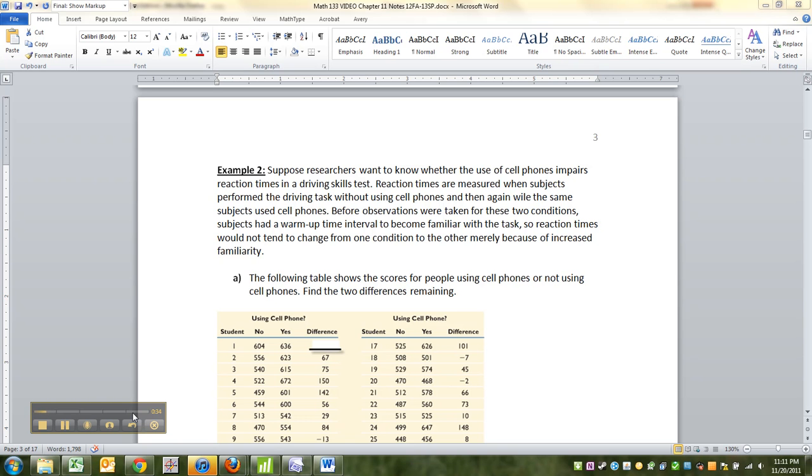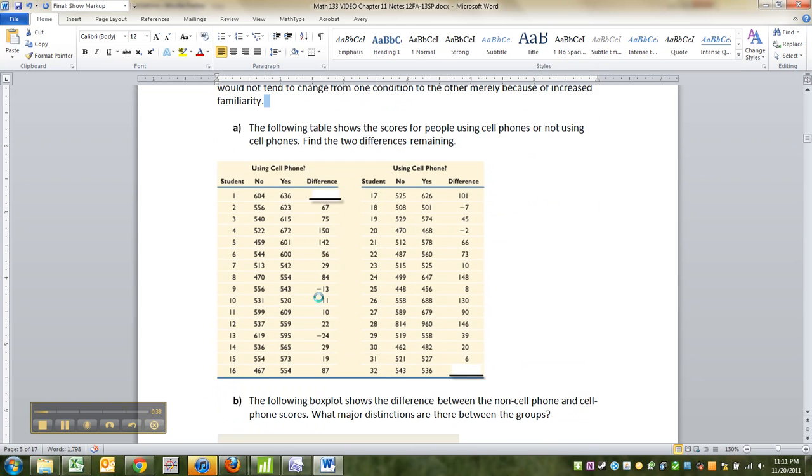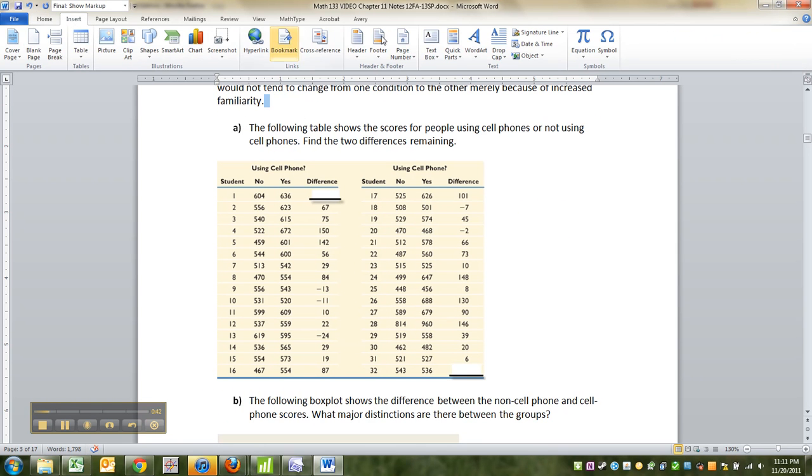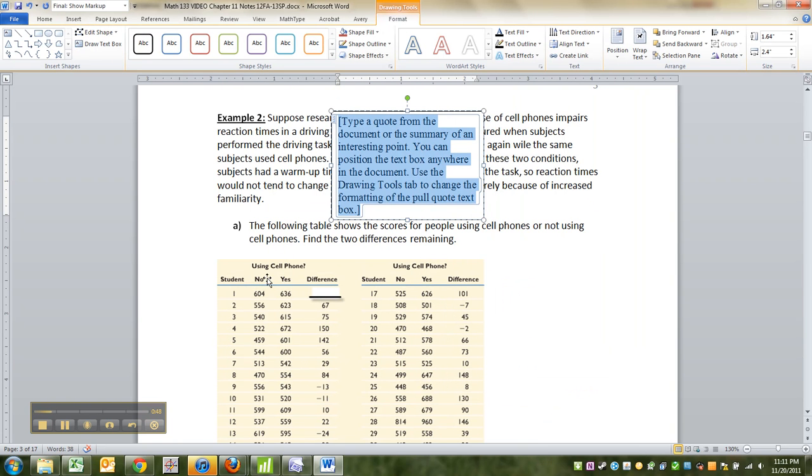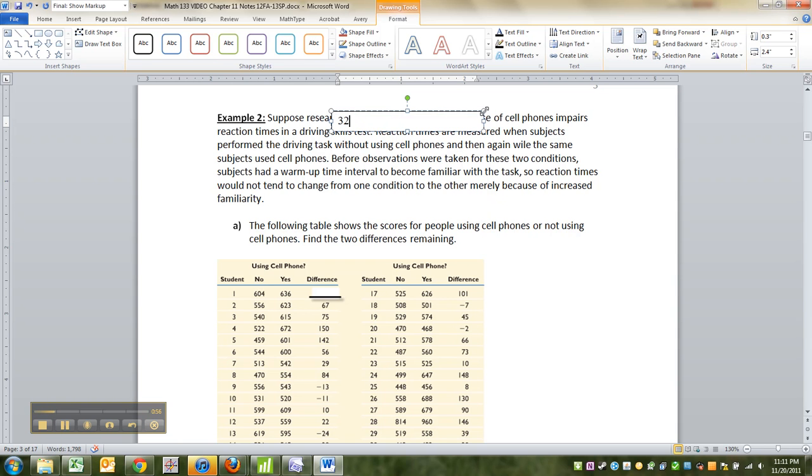Okay, so they have a whole table in here of data, and I left a couple of them blank just to give you some ideas here. So you've got to find the difference. I wanted you to understand. So student number 1 took 604 seconds to do it the first time and 636 seconds to do it the second time, which makes a difference of 32, right? That's what I think.